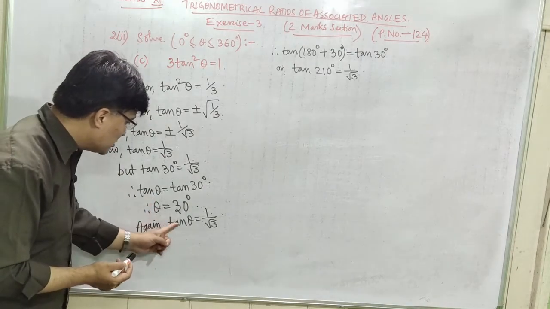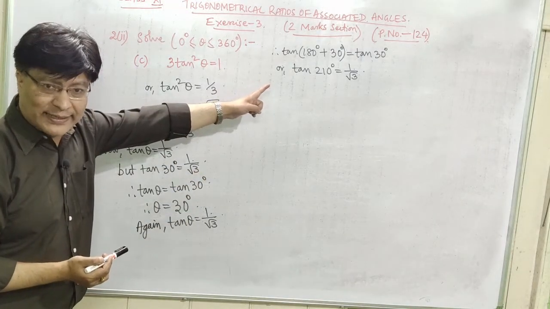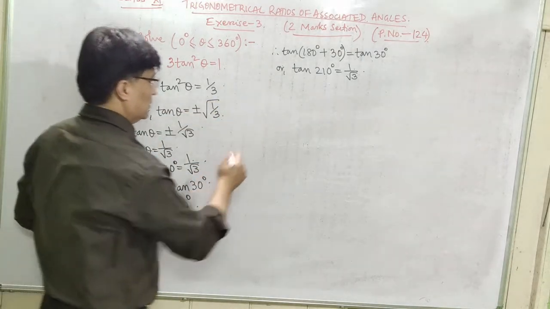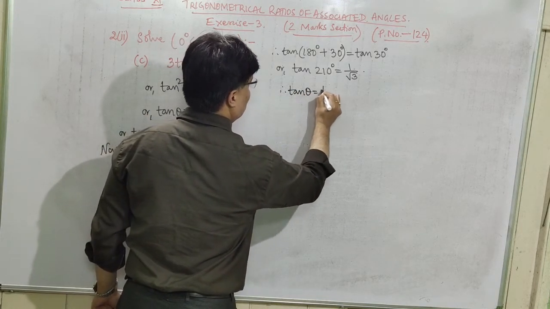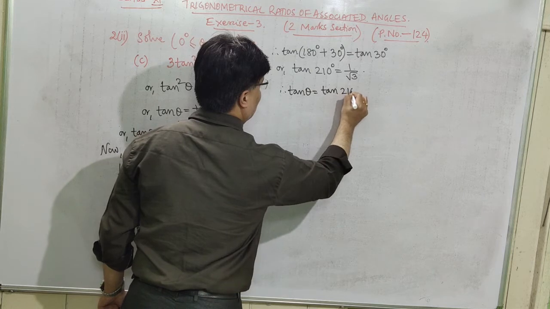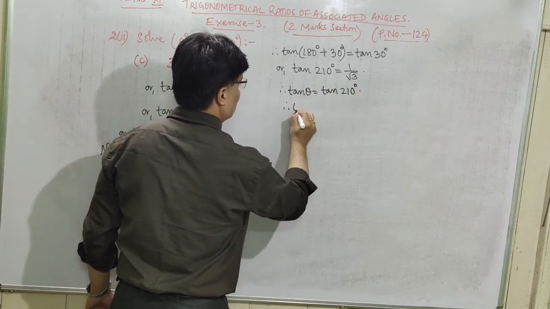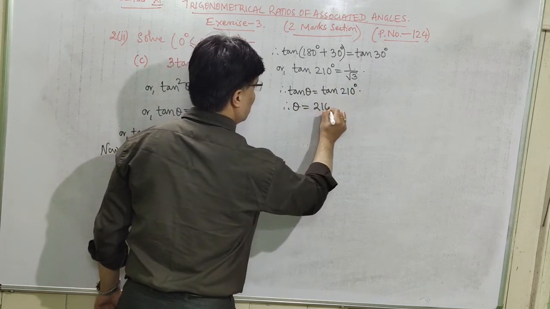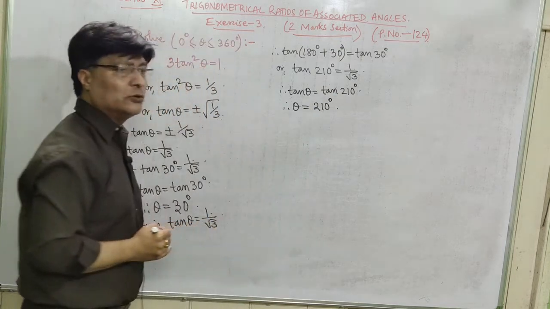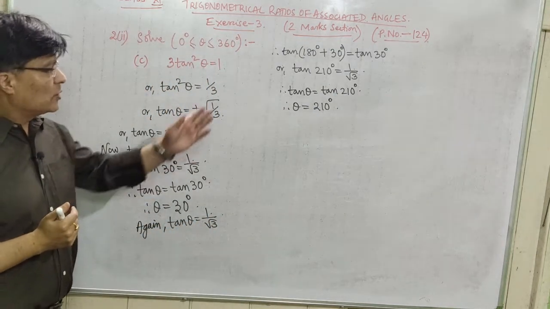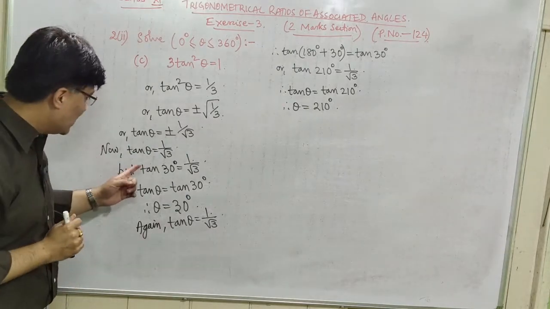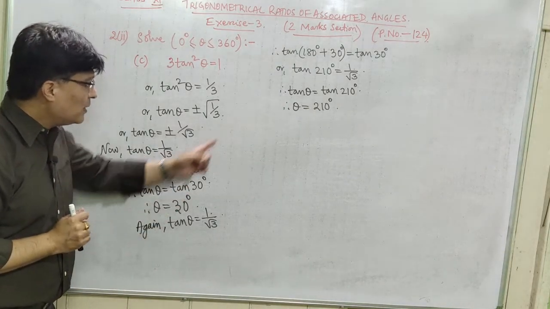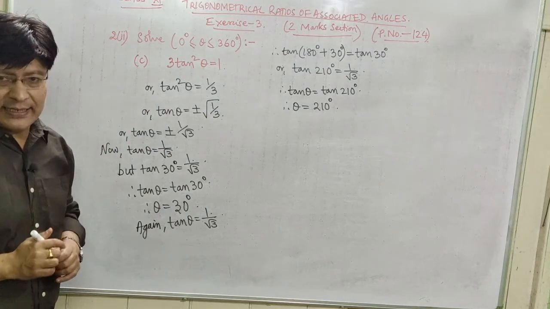Now we can equate this tan theta with tan 210 degree. Okay. So therefore tan theta is equal to tan 210 degree. So what is the value for theta? Theta is equal to 210 degree. So this is one of the answers. So we have got two answers out here. One is 30 degree and the other one is 210 degree.